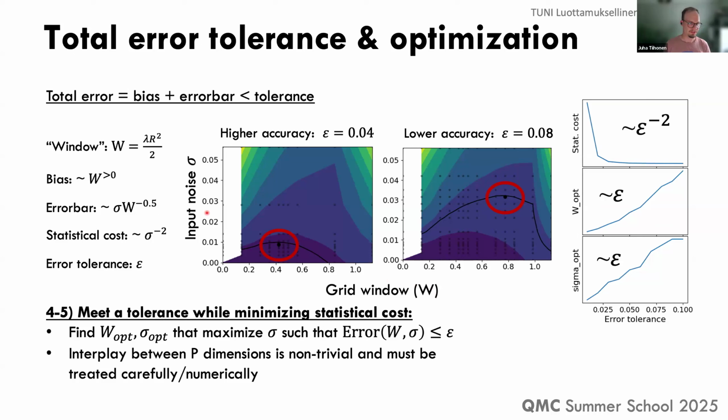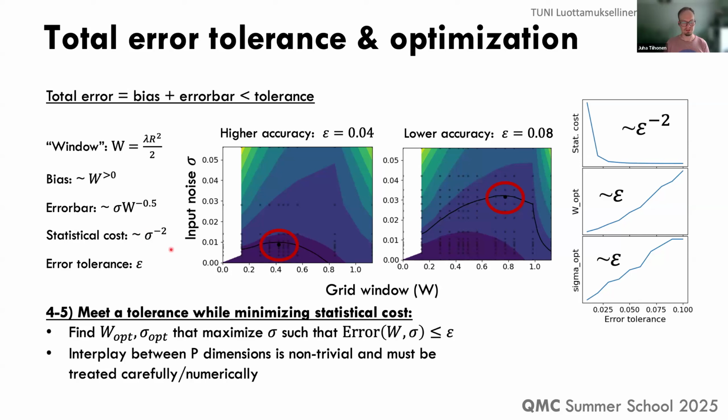Anyway, let's recap that the bias scales up with the window, that is, the wider the grid. The error bar scales down with the window, and the statistical cost, which was not defined anywhere here, but it's really just the number of samples required. We know by now that it scales with the inverse variance. So if we want to minimize the statistical cost, we should find the biggest sigma that we can tolerate.